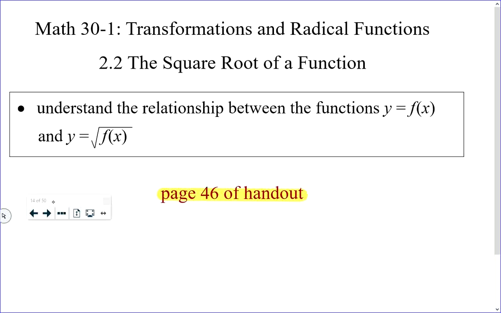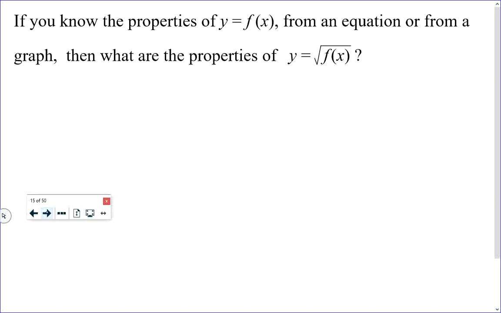What we need to be able to figure out today, and it's a very simple idea once you see it, is what's the relationship between the graph of a function f of x and the graph of a function root f of x? Well, first of all, what does that even mean? What it means is if you know what y equals f of x looks like, whatever f of x might be, 5x plus 8, then the question is, what does the graph of the square root of 5x plus 8 look like?